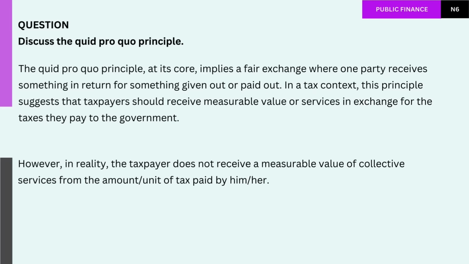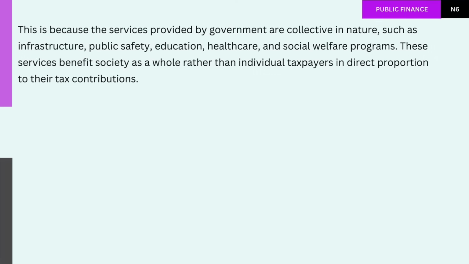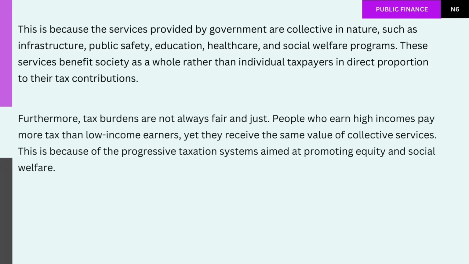However, in reality, the taxpayer does not receive a measurable value of collective services from the amount a unit of tax paid by him or her. This is because the services provided by government are collective in nature, such as infrastructure, public safety, education, healthcare, and social welfare programs. These services benefit society as a whole rather than individual taxpayers in direct proportion to their tax contributions.